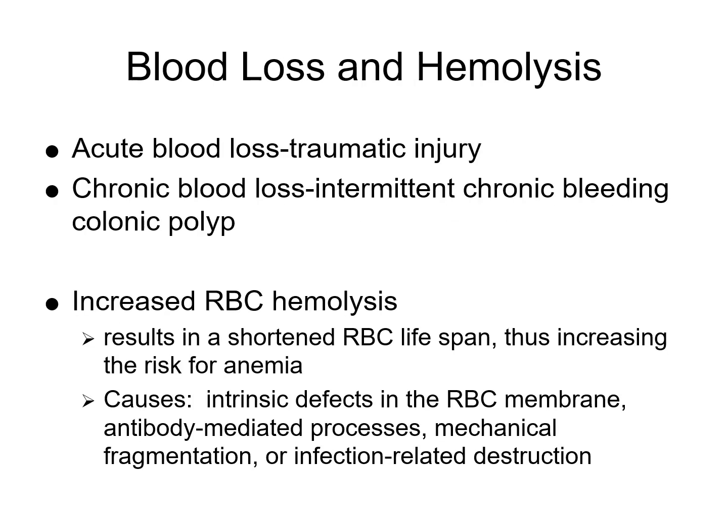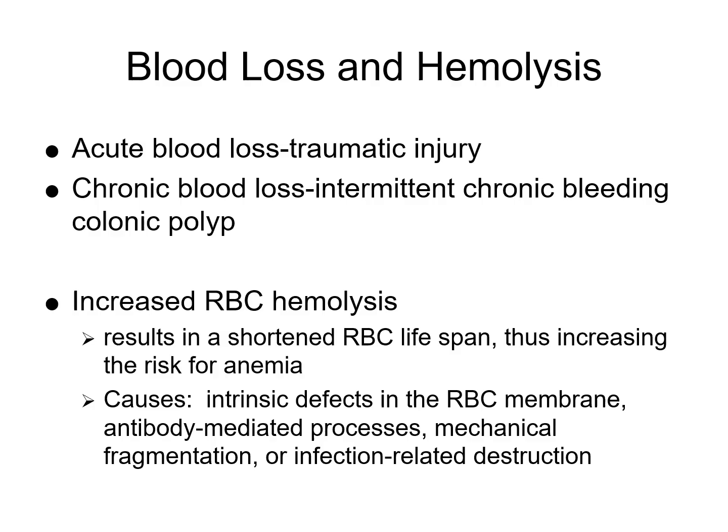So causes of anemia: we have blood loss and hemolysis. Acute blood loss will typically result from a traumatic injury or a sudden hemorrhage. This can lead to a rapid decrease in circulating blood volume and oxygen carrying capacity. And we have chronic blood loss. This is often due to intermittent or slow bleeding over time. An example of this would be bleeding from a polyp or a gastrointestinal lesion or something like that. It can lead to iron deficiency anemia if it's not corrected.